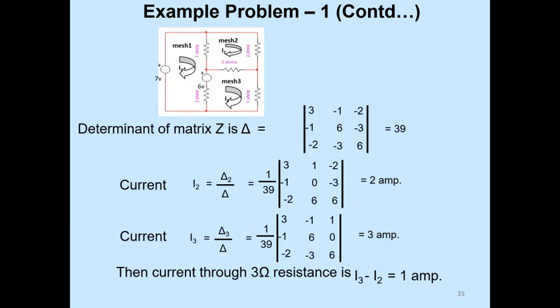Which one is more? So depending upon the direction, if I3 is more, the direction is along I3. If I2 is more, the direction is opposite, that is along I2. So that is how we are finding the current in any element. Here I3 is more, so the current in the 3 ohm resistor is 1 amp, flowing along I3. So this is the solution of the first problem.